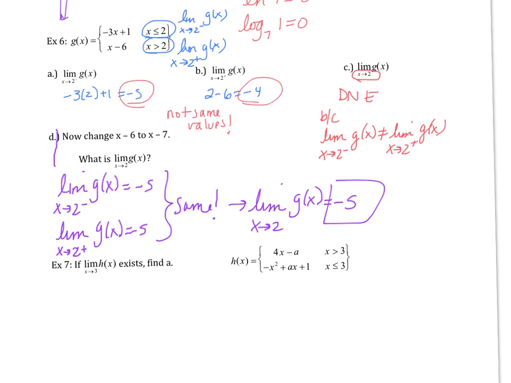When we look at part D, what we notice is we are being asked to change x minus 6 to x minus 7. And after making that change, we can see that our left-hand limit equals -5 and our right-hand limit equals -5 as well. Since both of these limits are equal to -5 and they are the same, then that means the overall limit exists. Remember, for a limit to exist, the limit from the left and the limit from the right must be equal. Pause the video and talk with your neighbors before we consider our last example.